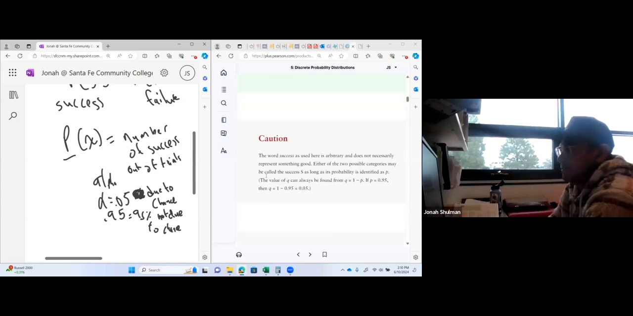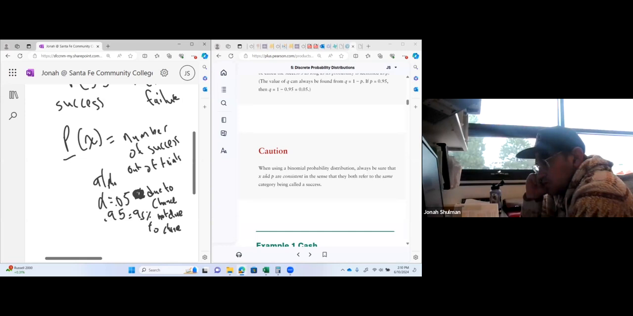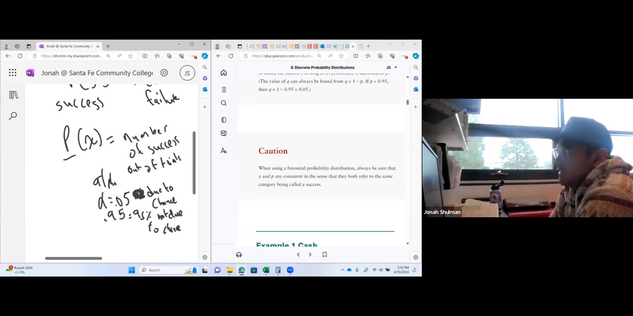Let's keep going. When using binomial probability, we should always be sure that Q and P are consistent. So these cannot change.